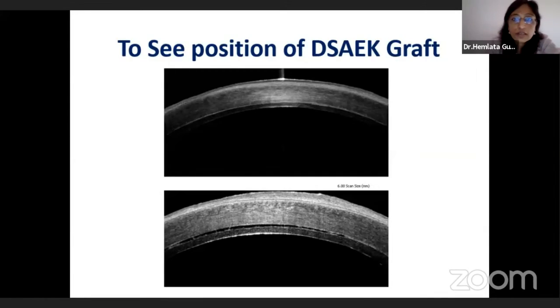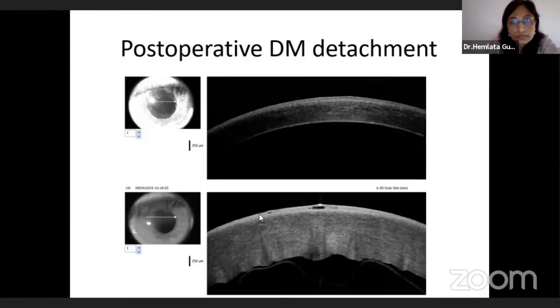This is another case where a day 1 patient presented with corneal edema. The visibility was not that great on slit lamp examination. ASOCT was done, and you can see in the bottom picture that the graft was detached almost throughout. So rebubbling was done, and in the top picture, you can see that the graft is very well attached and there is resolution of the corneal edema.